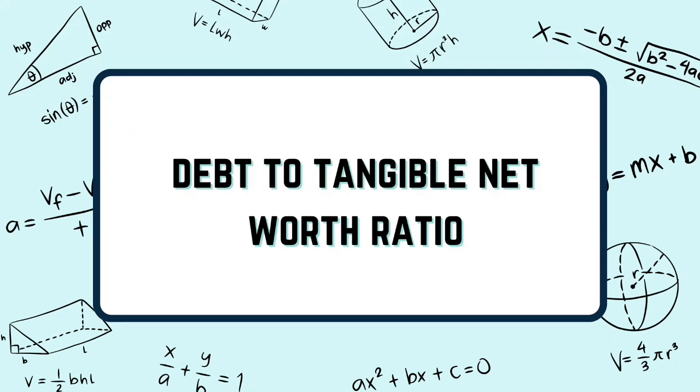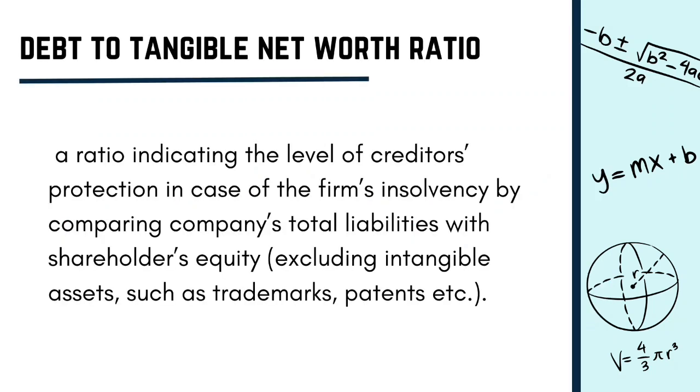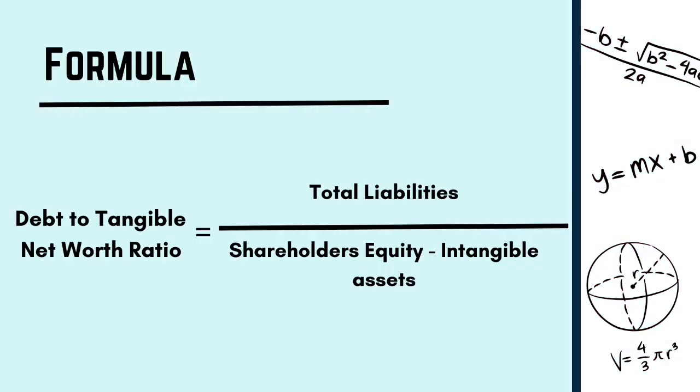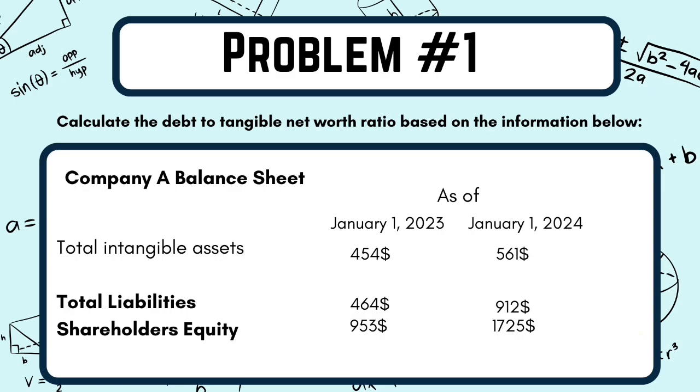Debt to tangible net worth ratio. It is a ratio indicating the level of creditors' protection in case of the firm's insolvency by comparing company's total liabilities with shareholders' equity, excluding intangible assets such as trademarks, patents, etc. So the formula is: debt to tangible net worth ratio is equal to total liabilities divided by shareholders' equity minus intangible assets. So here's problem one.